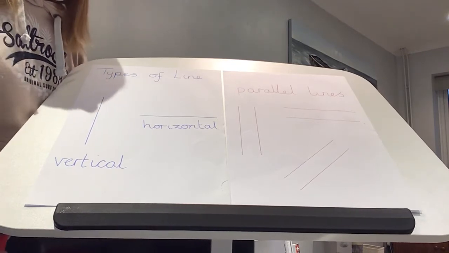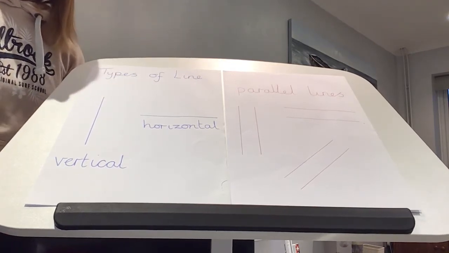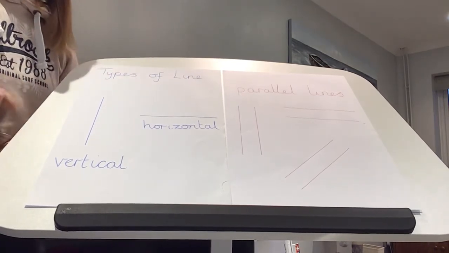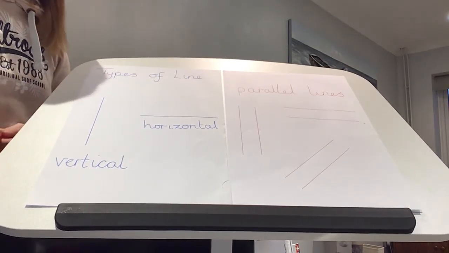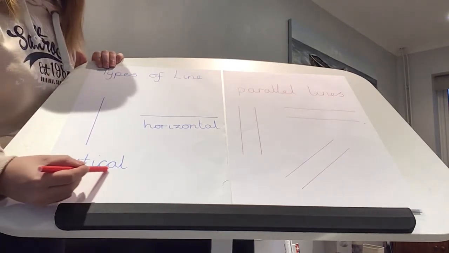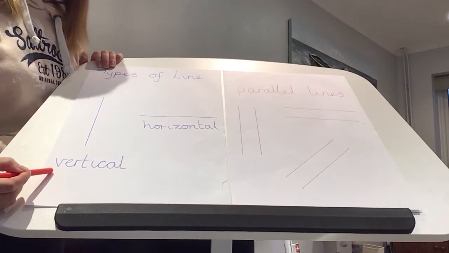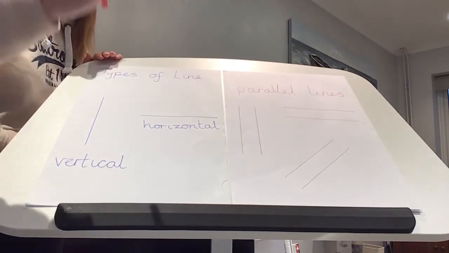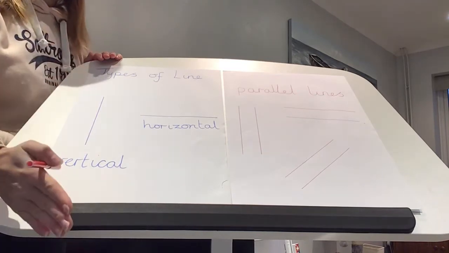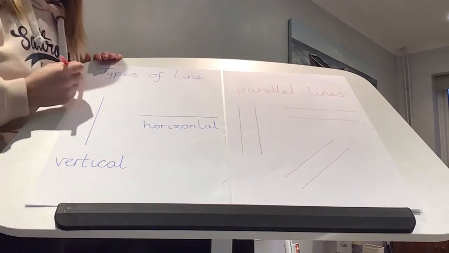Lines are going to link to our work on 2D shapes, and I'm going to first of all give you some keywords and then I'm going to explain how they will apply to your shapes. So the first word I'm going to introduce you to is vertical. Now a vertical line is a line that literally goes straight up and down, almost to the ceiling then to the ground, or from the ground to the ceiling.